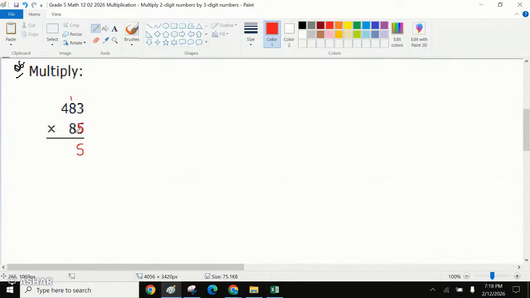Spatial, please focus here. Let's do the steps and try to find the answer together. 8 multiplied by 5 is 40. 40 plus 1 is 41. 5 multiplied by 4 is 20. 20 plus 4 is 24. But when we multiply with the tens, we need to put a 0. Semi, what should be the final answer?